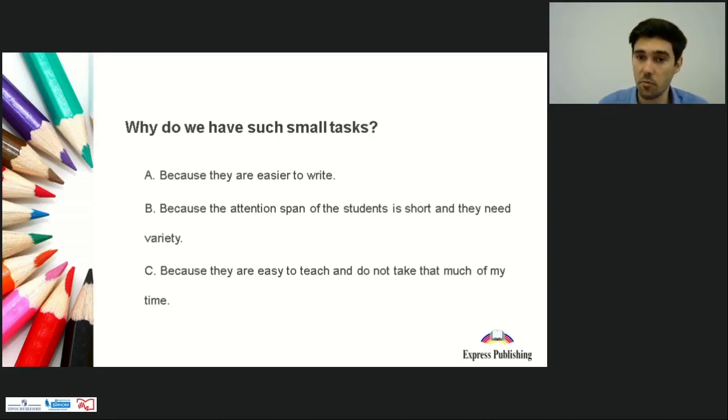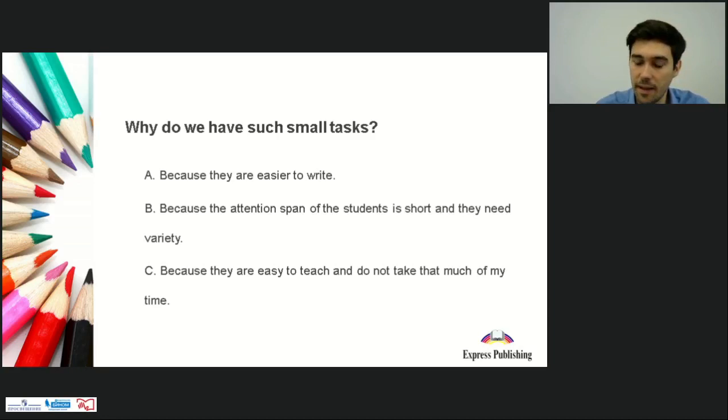Is it because they're easier to write? Is it because the attention span of the students is short and they need some variety? Or is it because simply they're easier to teach for us and it makes our jobs a bit easier? While we would hope that perhaps C might help us, the answer in fact, of course, is B.